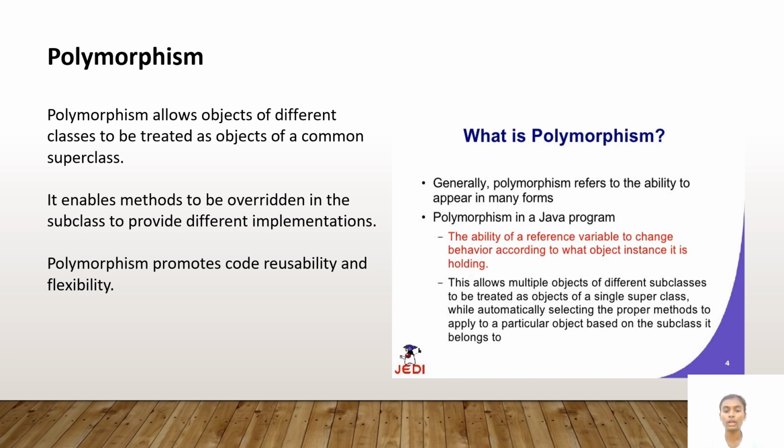Polymorphism in Java programming is the ability of a reference variable to change behavior according to what object instance it is holding. This allows multiple objects of different subclasses to be treated as objects of a single superclass, while automatically selecting the proper methods to apply to a particular object based on the subclass it belongs to.